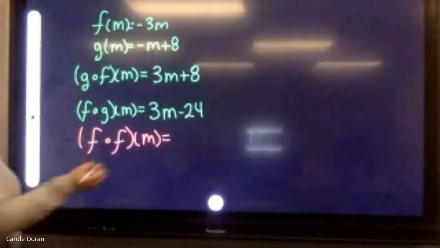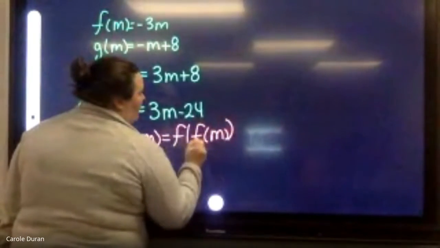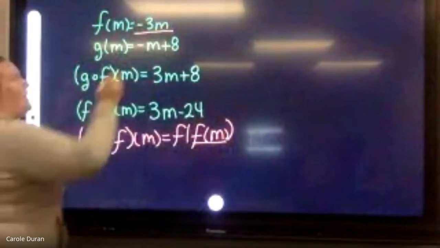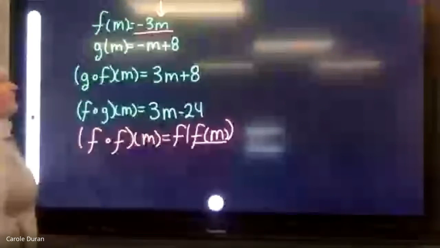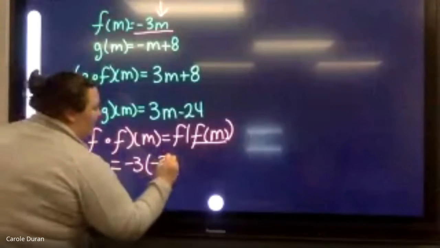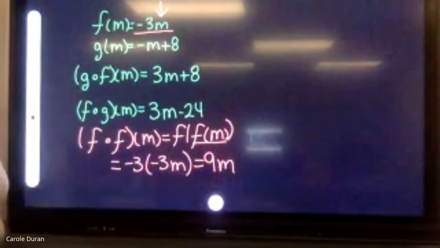So if I were to write this one out in the other notation, it would be f of f of m. So I'm going to take f of m, which is negative 3m, and I'm going to plug that in where there's an m present. So this becomes negative 3 times negative 3m, which comes out to be 9m.